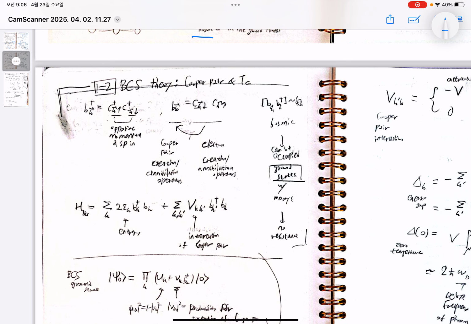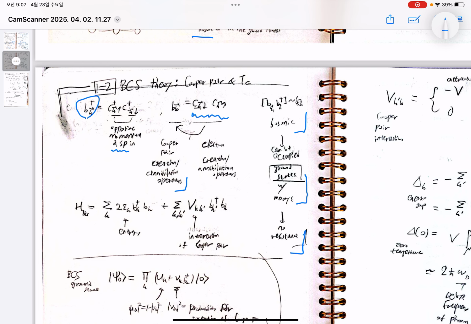And we can describe the BCS theory by using second quantization, like a quantum field theory. We can define the bosonic creation and annihilation operators from the electron field operators. The momentum and the spins are emphasized here, and the Cooper pair creation and annihilation operators B and B dagger can be defined. They satisfy the bosonic commutator relations so that they can occupy the ground state with many degrees of freedom, so they make no resistance.